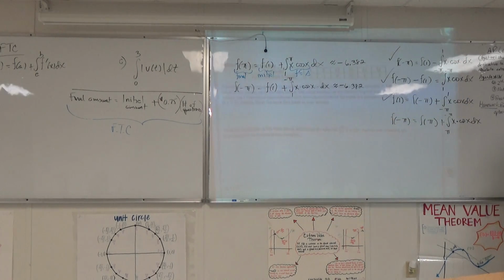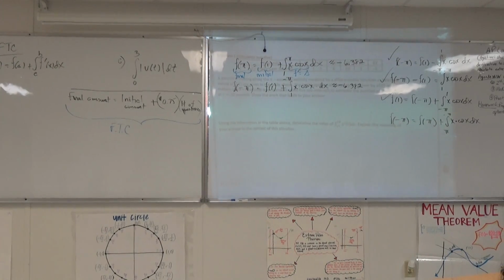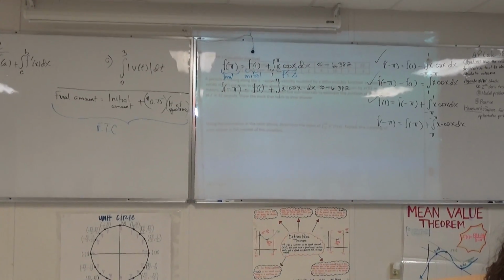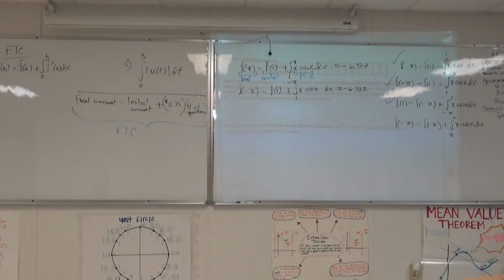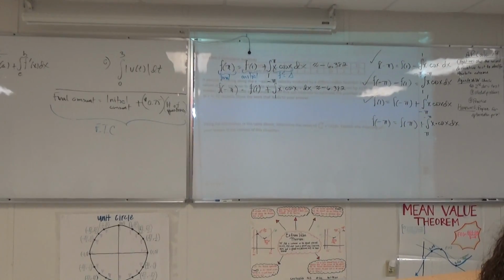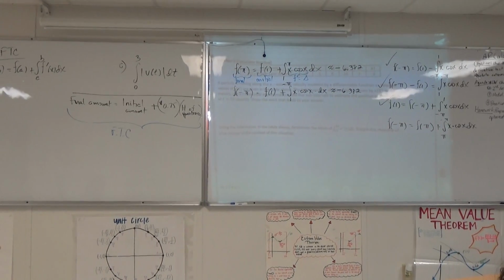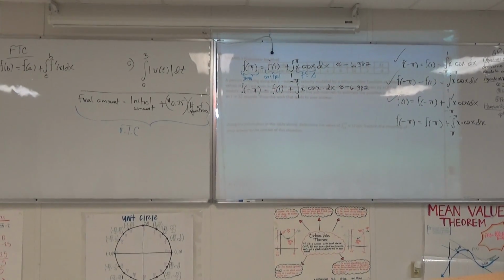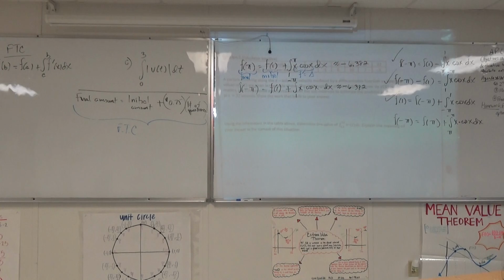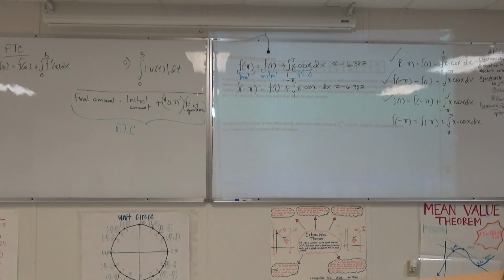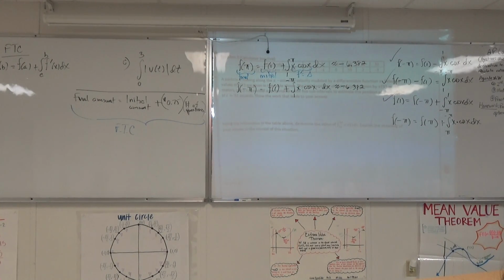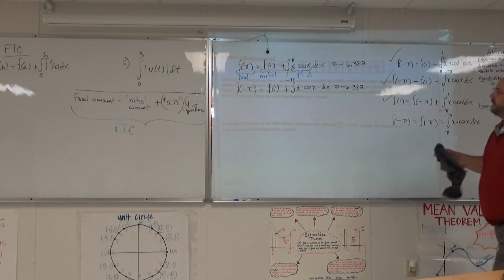All right, so here we go. A particle is moving along the x-axis with velocity modeled by a differentiable function v. Selected values of v are given in the table above. The initial position of the particle is given by x of 0 equals negative 4 meters. Use a trapezoidal approximation with 5 subintervals to estimate the position of the particle at time t equals 32. Show the work that leads to your answer. Let's do this.